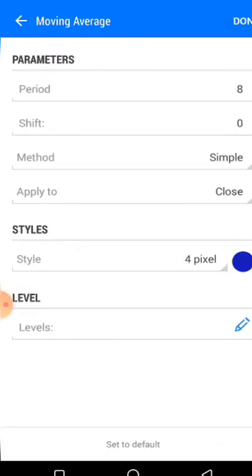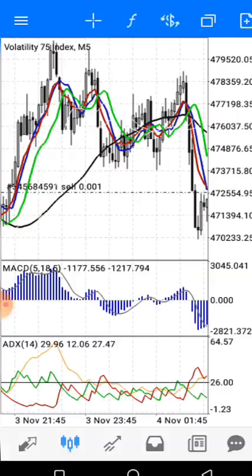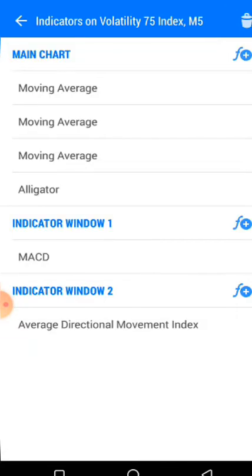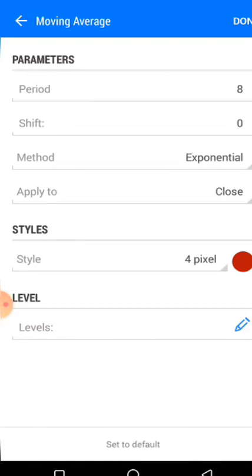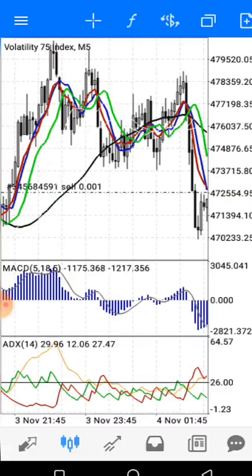In case you are new on this channel, we are using moving average period 8, shift 0, method simple. Use this color for the first moving average. The second moving average is also period 8, shift 0, method exponential, apply to close. Style should be 4 pixel. We are using red. Done.